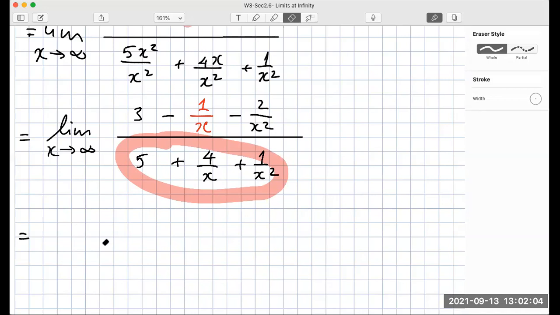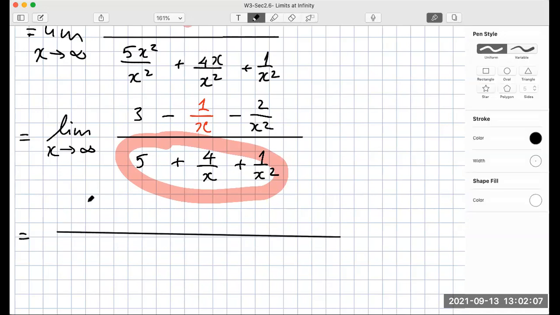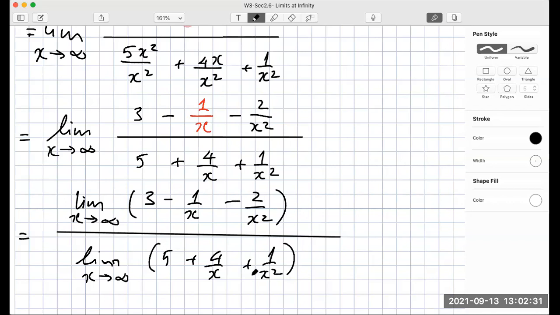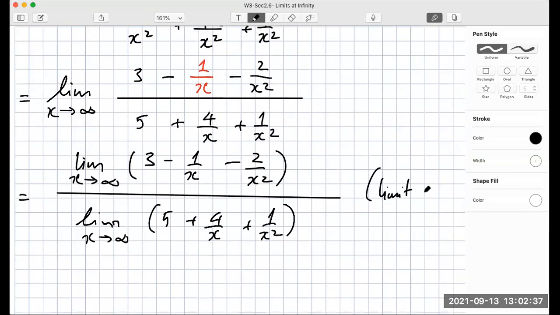Quotient of a fraction. So let us break it into the limit when x goes to infinity of the numerator, which is 3 minus 1 over x minus 2 over x squared, and the denominator is the limit when x goes to infinity of 5 plus 4 over x plus 1 over x squared. Now, the limit law for quotient, right? Next step.